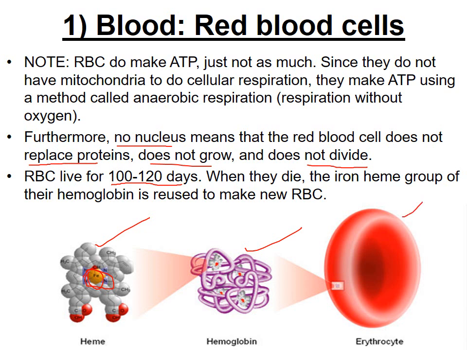The other thing is, even though red blood cells don't do cellular respiration, because they don't have mitochondria, they do still make their own ATP because they still need that energy to do work, but they use another process called anaerobic respiration, which basically means respiration without oxygen. So they still do produce some ATP.